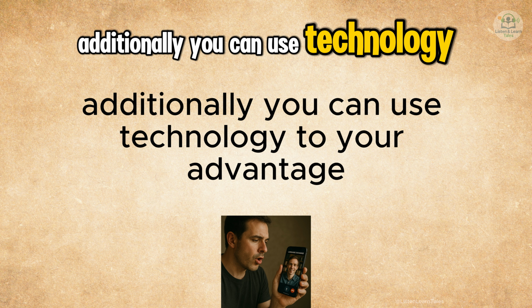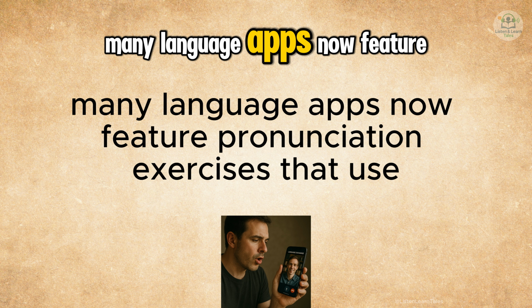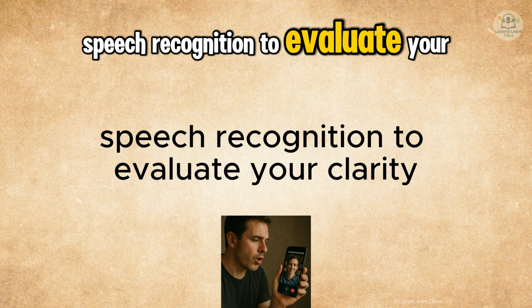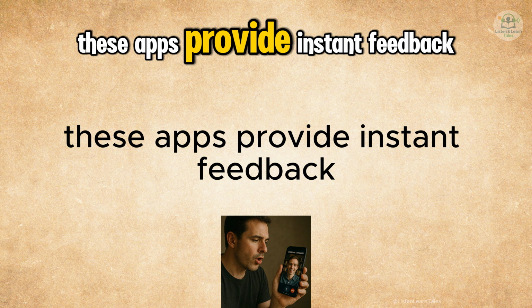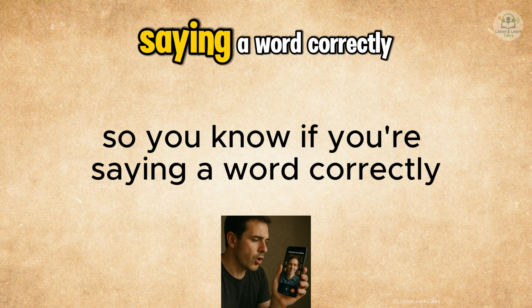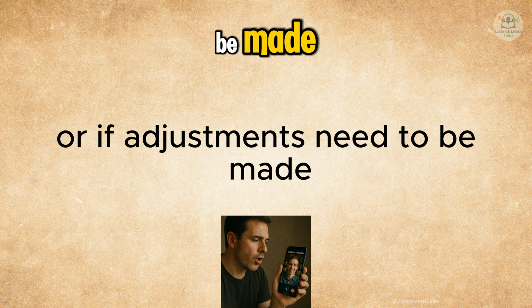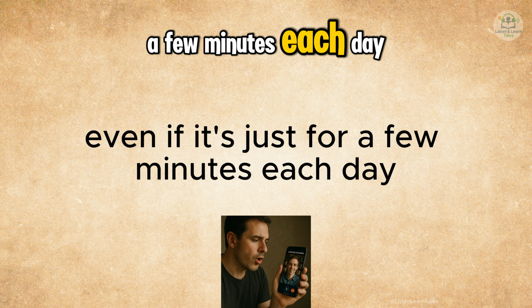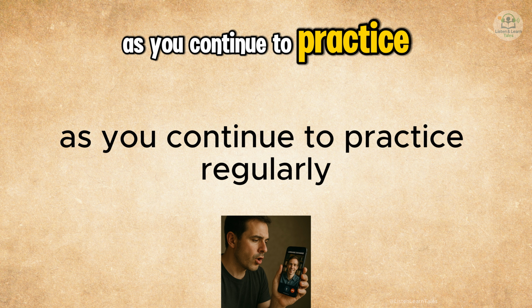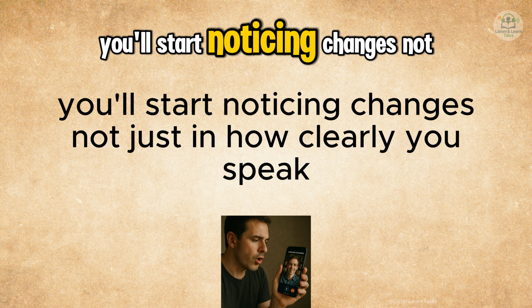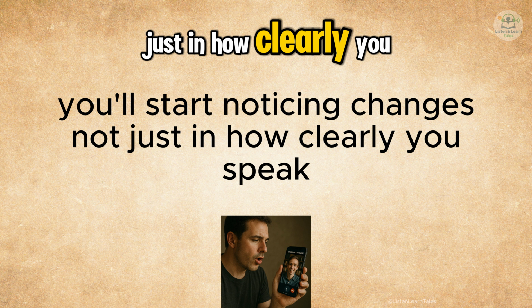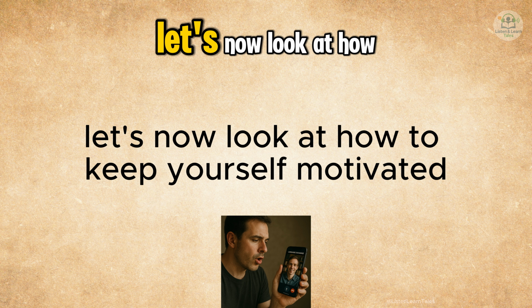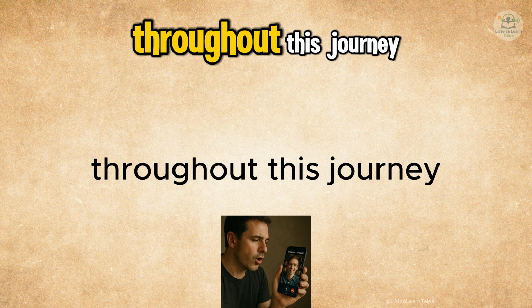Additionally, you can use technology to your advantage. Many language apps now feature pronunciation exercises that use speech recognition to evaluate your clarity. These apps provide instant feedback, so you know if you're saying a word correctly or if adjustments need to be made. Make this part of your daily routine, even if it's just for a few minutes each day. As you continue to practice regularly, you'll start noticing changes, not just in how clearly you speak, but also in how confident you feel when communicating in English. Let's now look at how to keep yourself motivated throughout this journey.